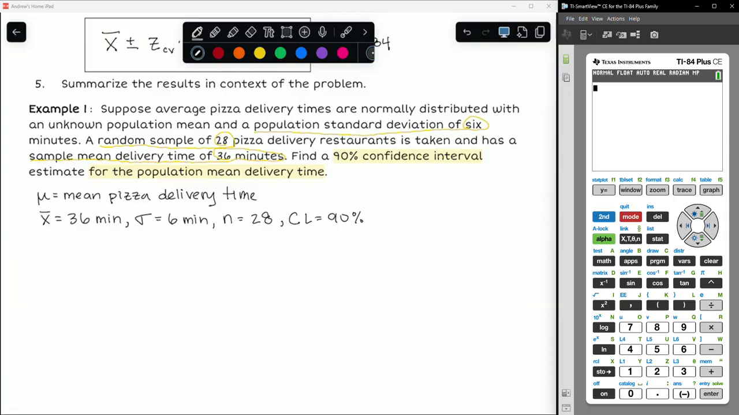The next thing I'm going to do is state what I'm going to do. So I'm being asked to build a z interval for the mean, and I know it's a z interval because I was given the population standard deviation. They specifically use that wording in the question. So I should draw a z distribution.